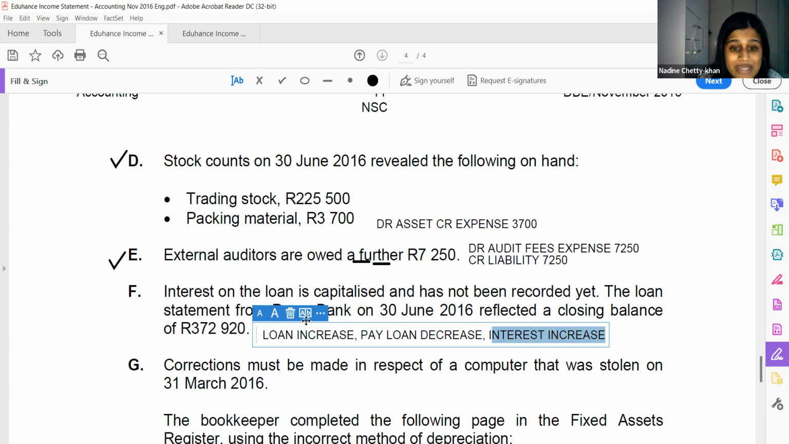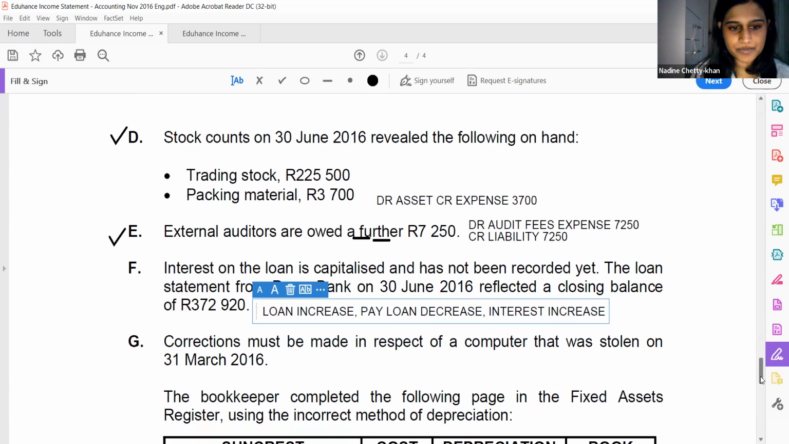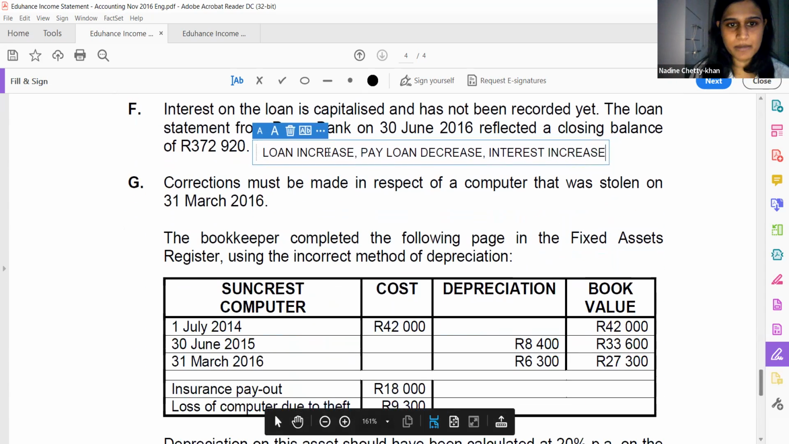No. So we have more than one unknown number, so we can't calculate interest expense. So what we're going to do is, when you're stuck in this situation in an exam, move on. I'm not going to tick it. I'm going to move on. Okay.